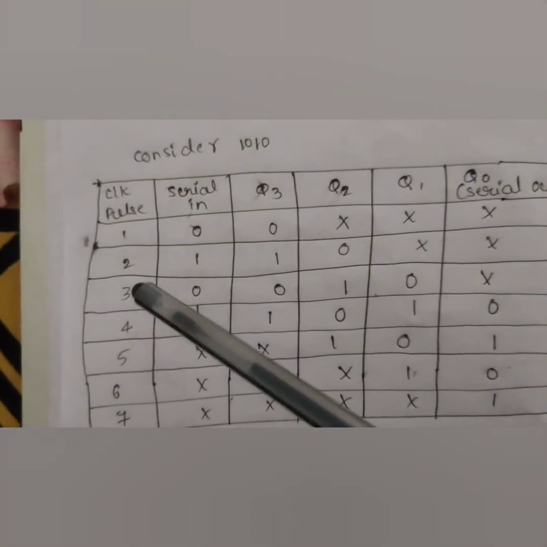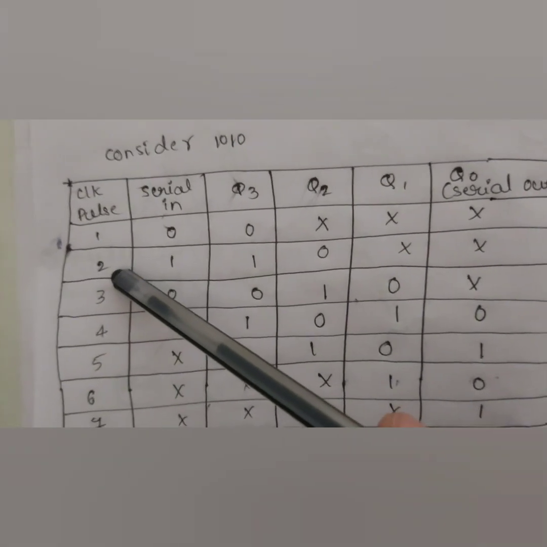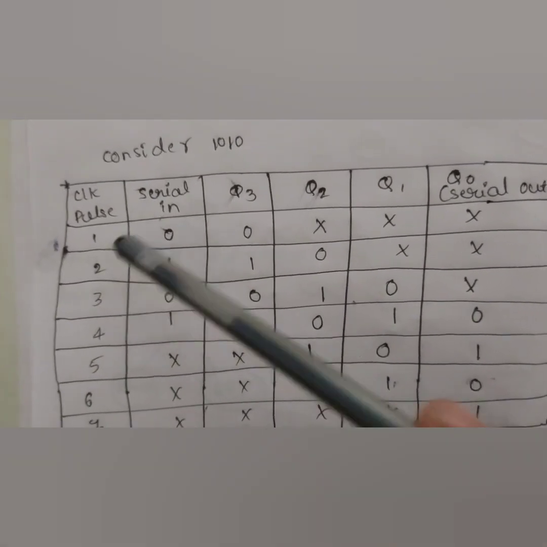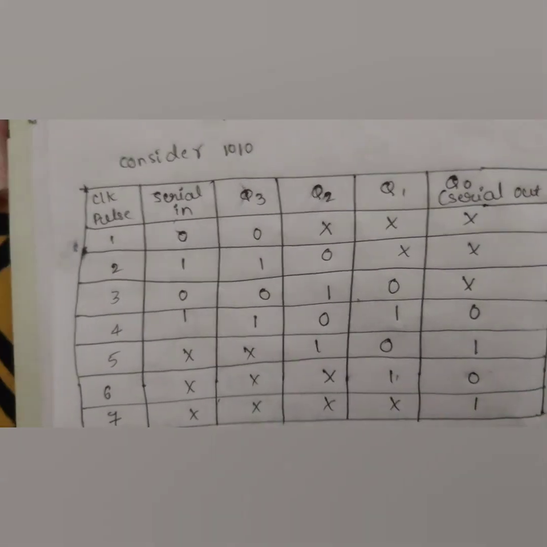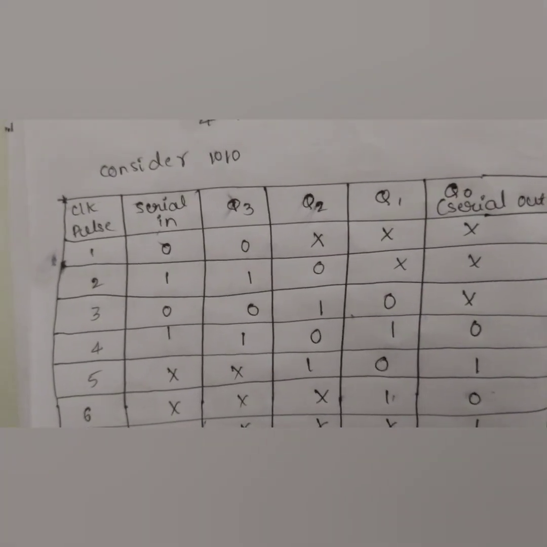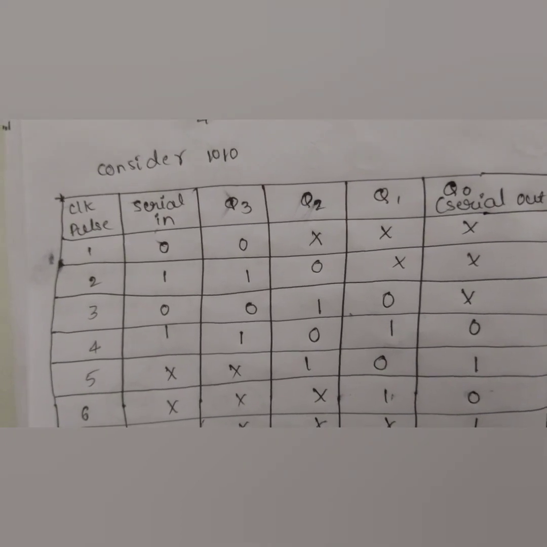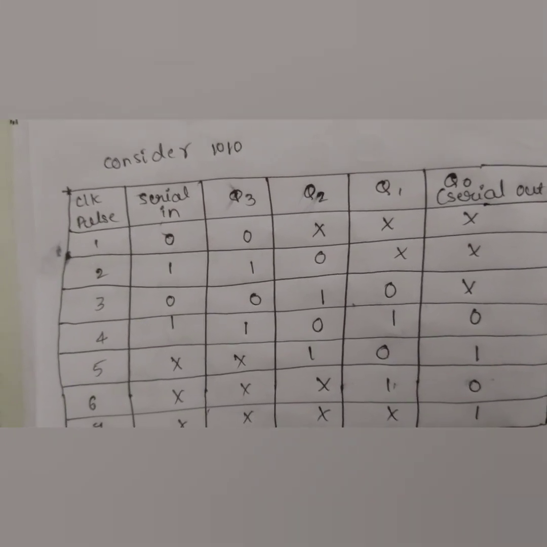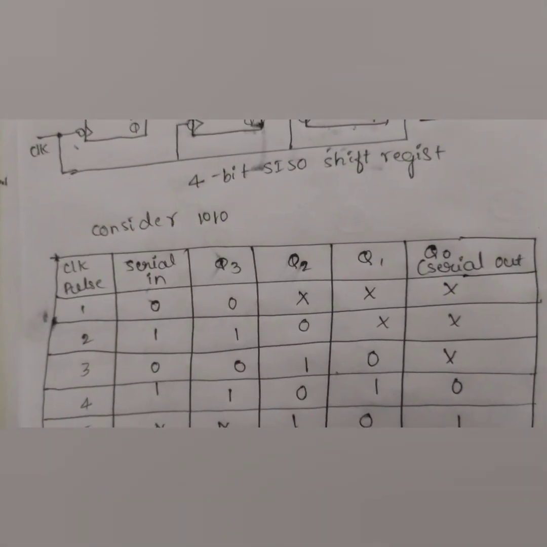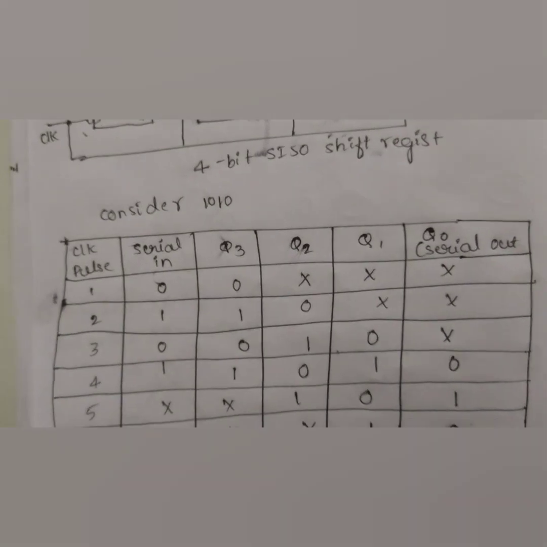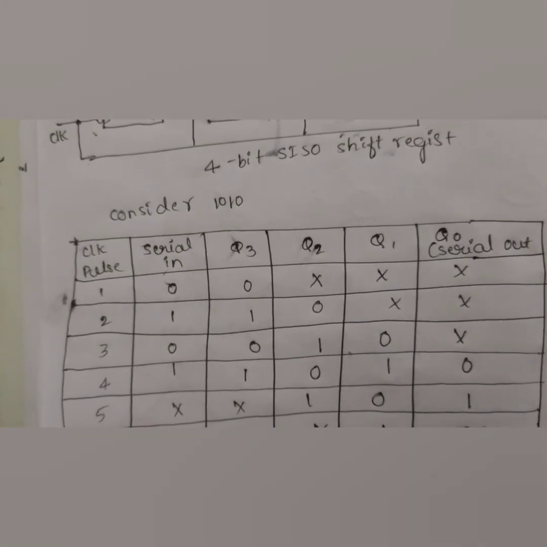On the second clock pulse, the next bit is applied serially to the input pin. Therefore, Q3 will be logic 1. The previous output of Q3 is connected to flip-flop 2. Q2 will be set and all other outputs will remain at logic 0.